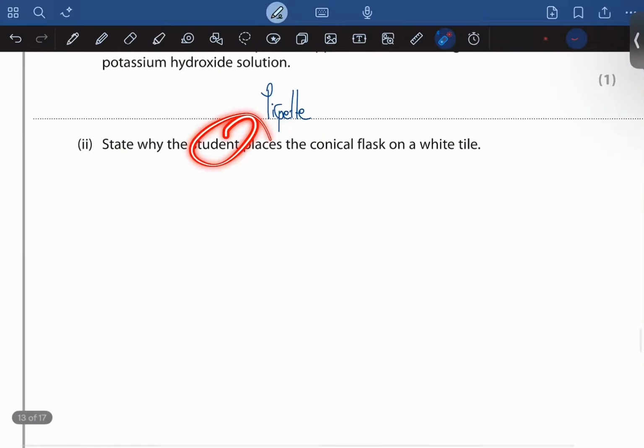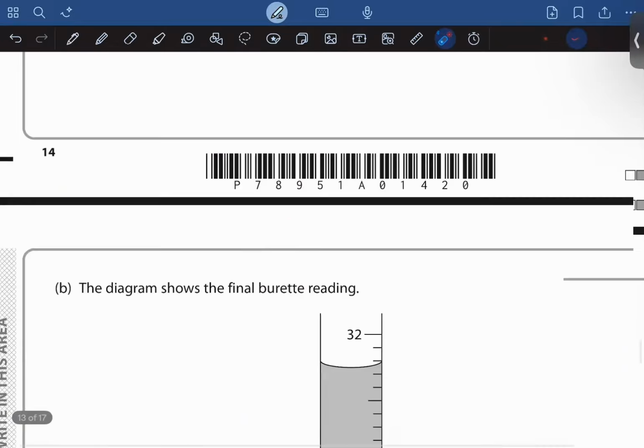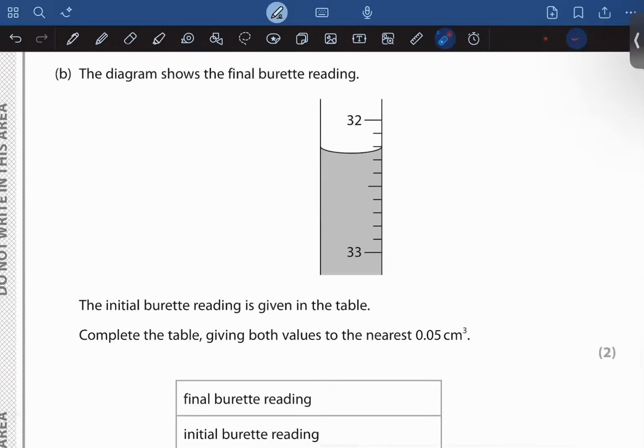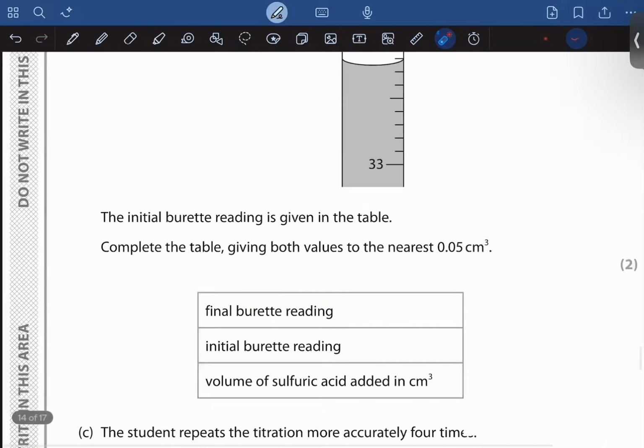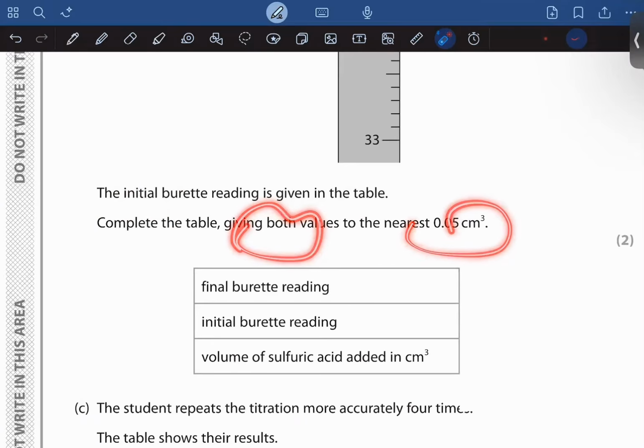State why the student places the conical flask on a white tile: to see the color change more clearly. The diagram shows the reading of it. The initial reading is given in the table. Complete the table giving both the values to it. So the initial reading is given.